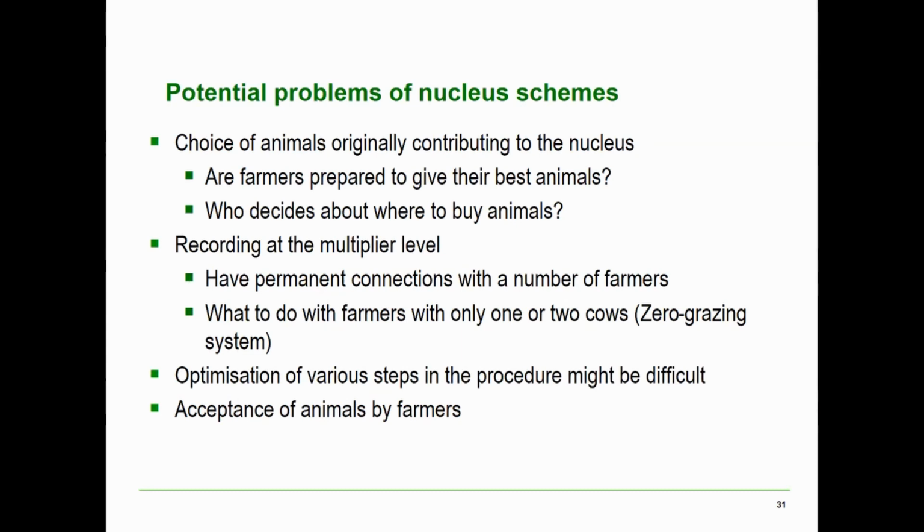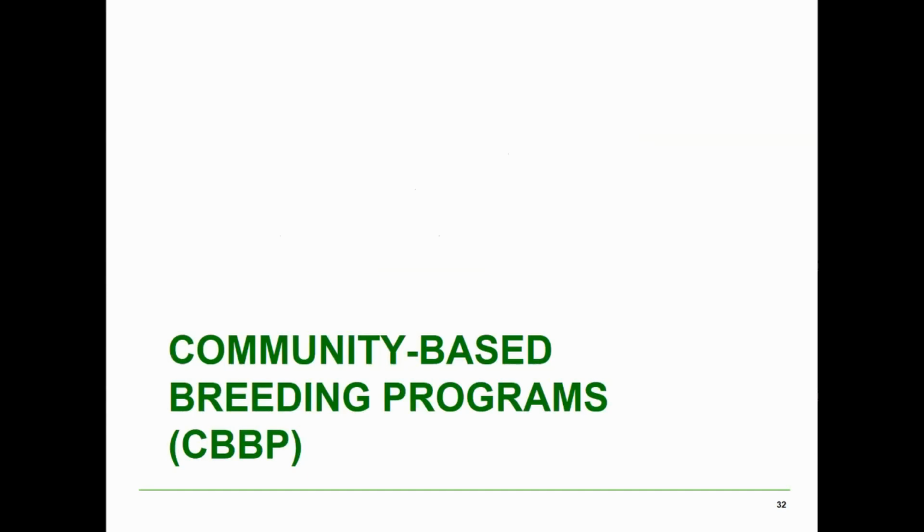As I mentioned before, the nucleus breeding schemes were tried and oftentimes failed in the conditions of the low-income countries. And that's why we need to look for other approaches to achieve genetic gain and sustainable genetic gain in these conditions. One of the approaches that we use at the University of Natural Resources and Life Sciences, Vienna, is the community-based breeding programs.